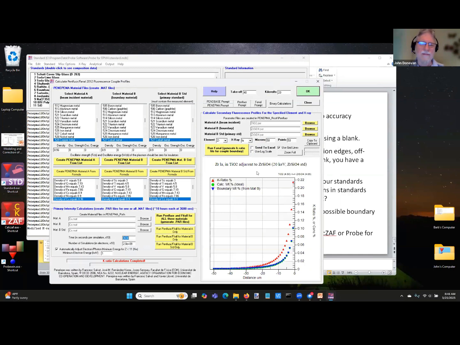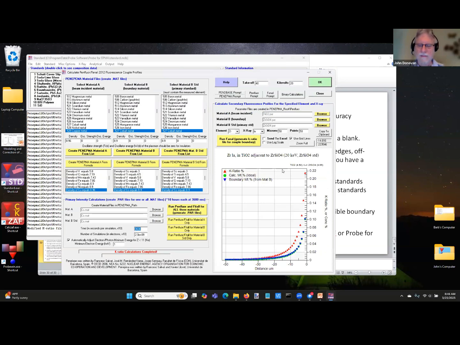Does anyone have a beam incident and boundary phase that you want me to run real quick right here, just to see what happens? Any suggestions from anybody?